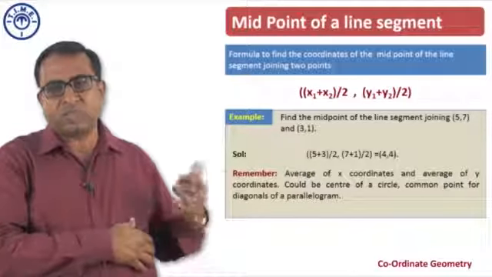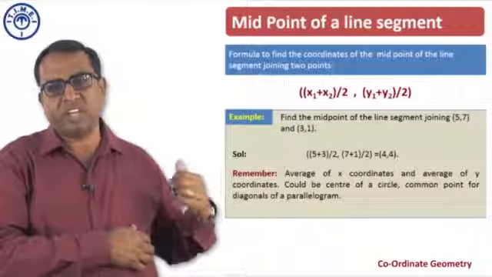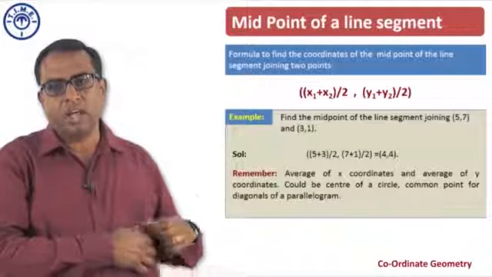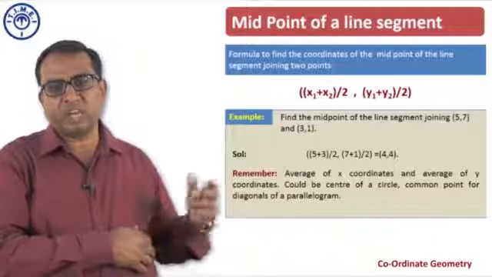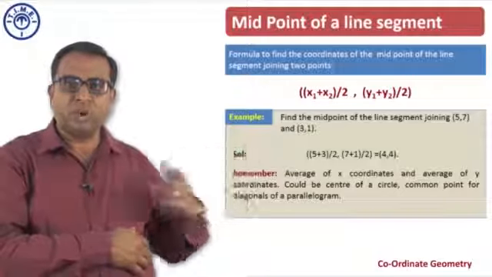If you are asked to find the midpoint of the line segment joining (5, 7) and (3, 1), so 5 plus 3 is 8, 8 upon 2 is 4, and 7 plus 1 is 8, 8 upon 2 is 4. So (4, 4) is the midpoint of the line segment joining these 2 points.